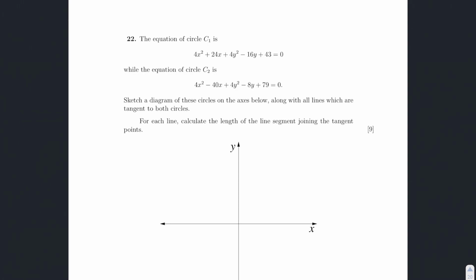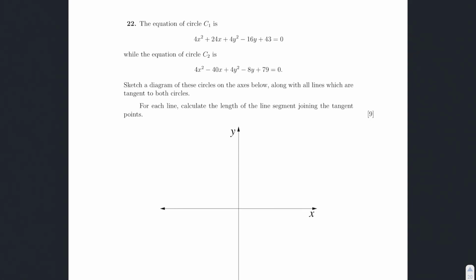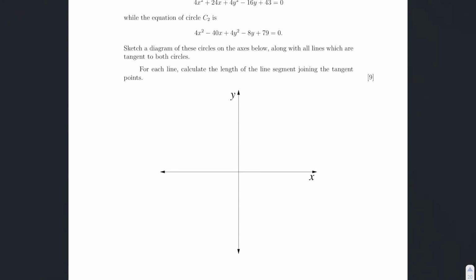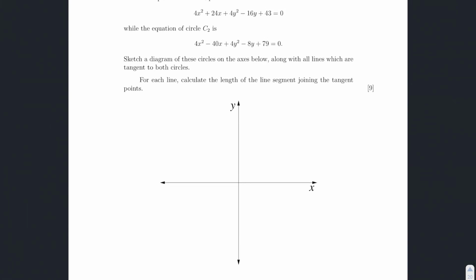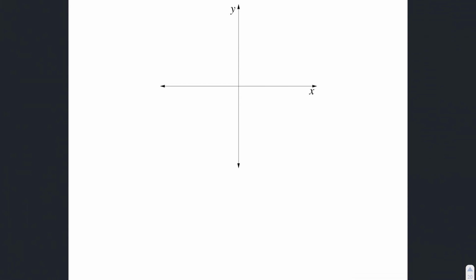Okay, so the equation of the circle C1 is 4x squared plus 24x plus 4y squared minus 16y plus 43 equals 0. And the equation of circle C2 is that. Sketch a diagram of these circles on the axis below. So, first I'm going to solve this equation.